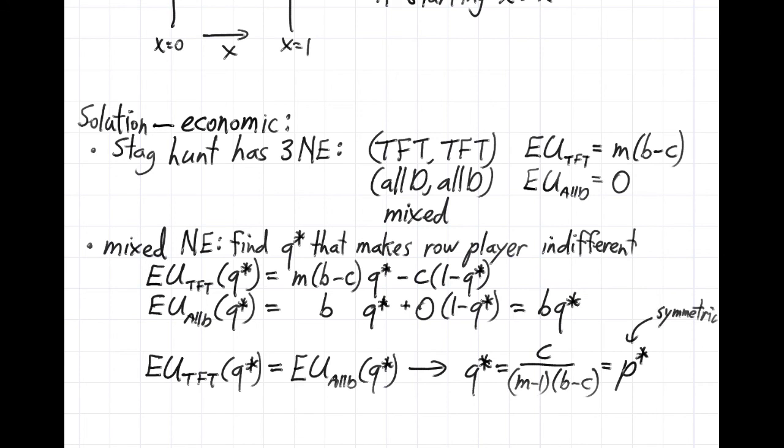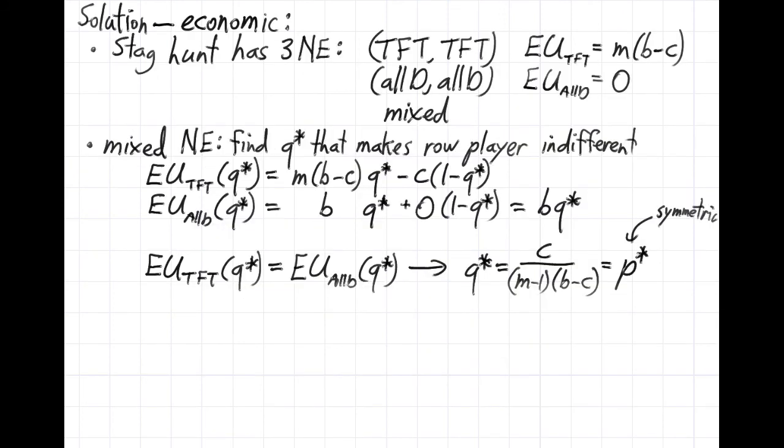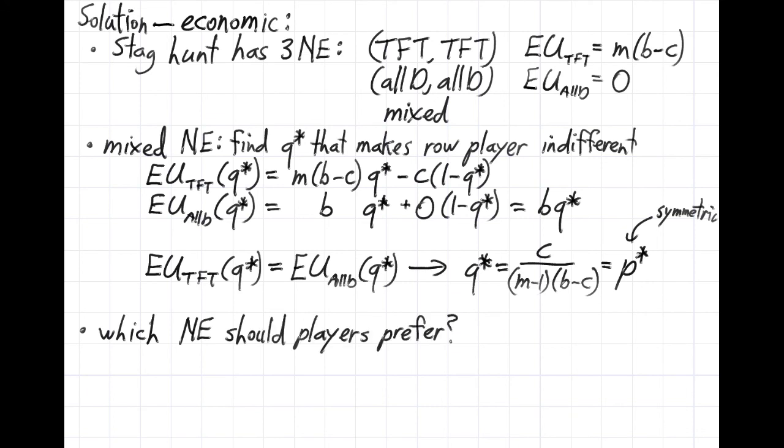Okay, why did we need that? We needed it to compare the expected utilities for all three Nash equilibria. And we can do that now. Let me back up and say this a little bit differently. What I want to really do is decide which the players would prefer. And if I just want to compare expected utility of the tit-for-tat Nash equilibrium, that's M times (B minus C), versus all D, I can see that the tit-for-tat Nash equilibrium is preferred over all D.